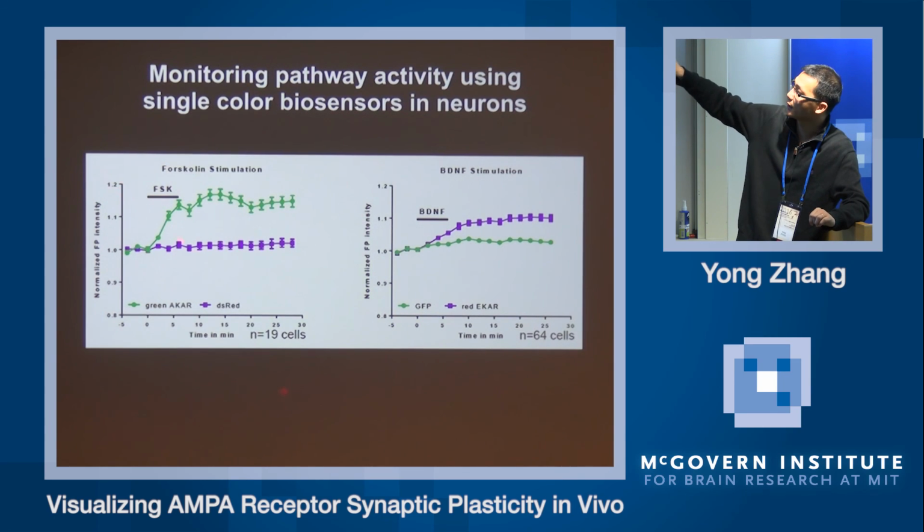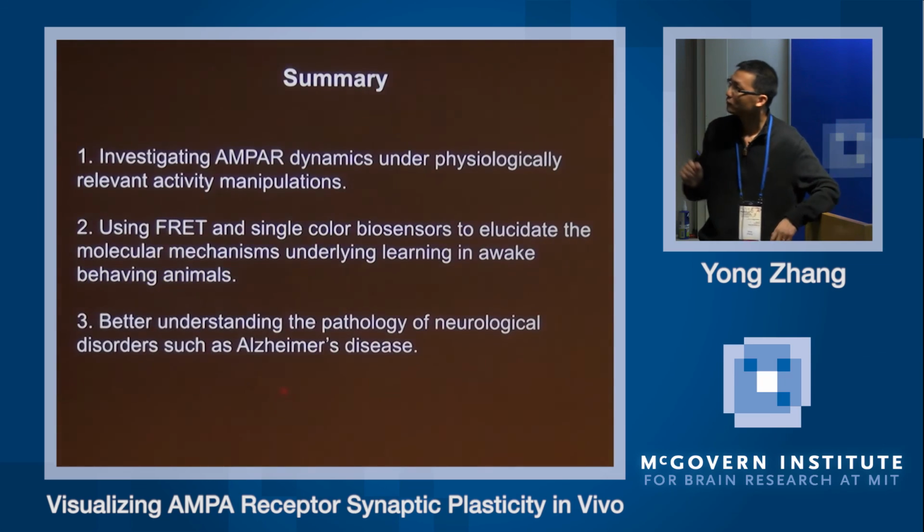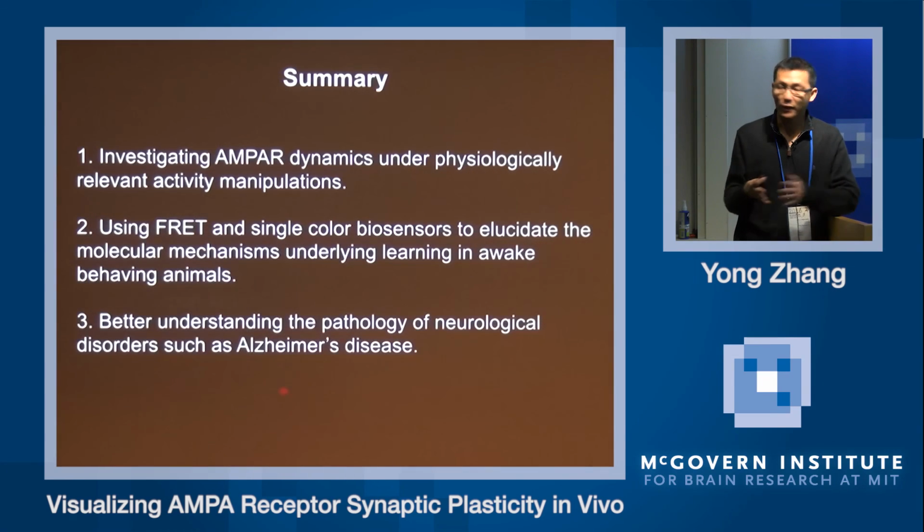You see forskolin can lead to an increase for the PKA sensor. BDNF can lead to an increase in the ERK sensor. And also, briefly in the dissociated neuronal culture, we're showing that forskolin is specific to activate PKA kinase, and the DHPG can activate both. So, all right, here's a summary.